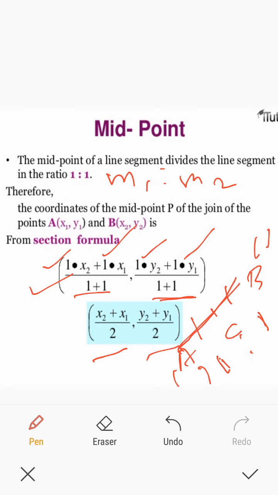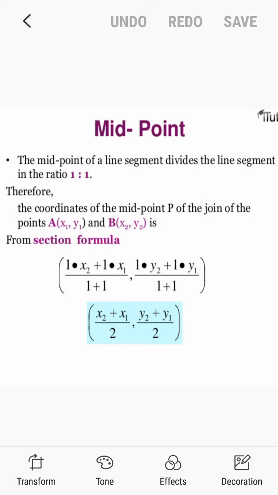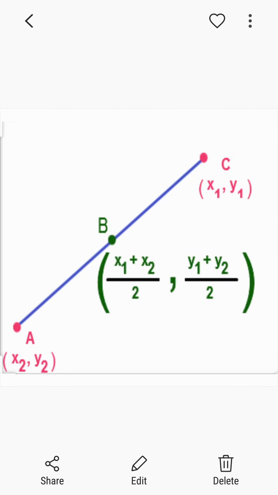So the coordinates of the midpoint of a line segment are x2 plus x1 by 2, y2 plus y1 by 2. Or we can say it as x1 plus x2 by 2, y1 plus y2 by 2. That means if x1, y1 and x2, y2 are the endpoints of a line segment, then its midpoint is given by the sum of the x coordinates divided by 2 and the sum of the y coordinates divided by 2. That is x1 plus x2 by 2 and y1 plus y2 by 2.